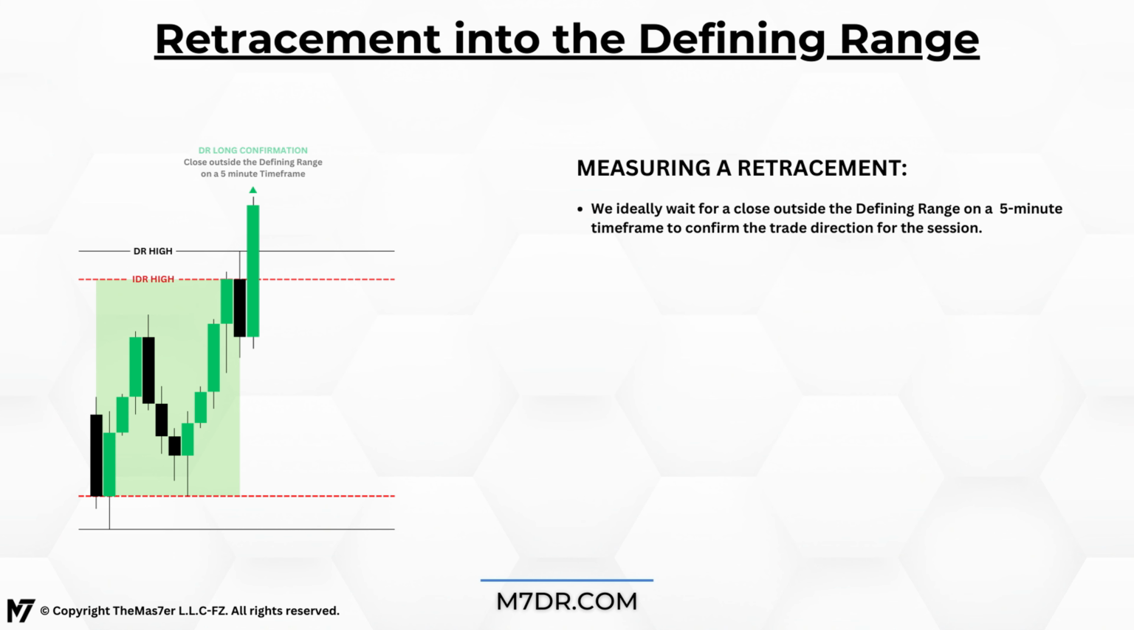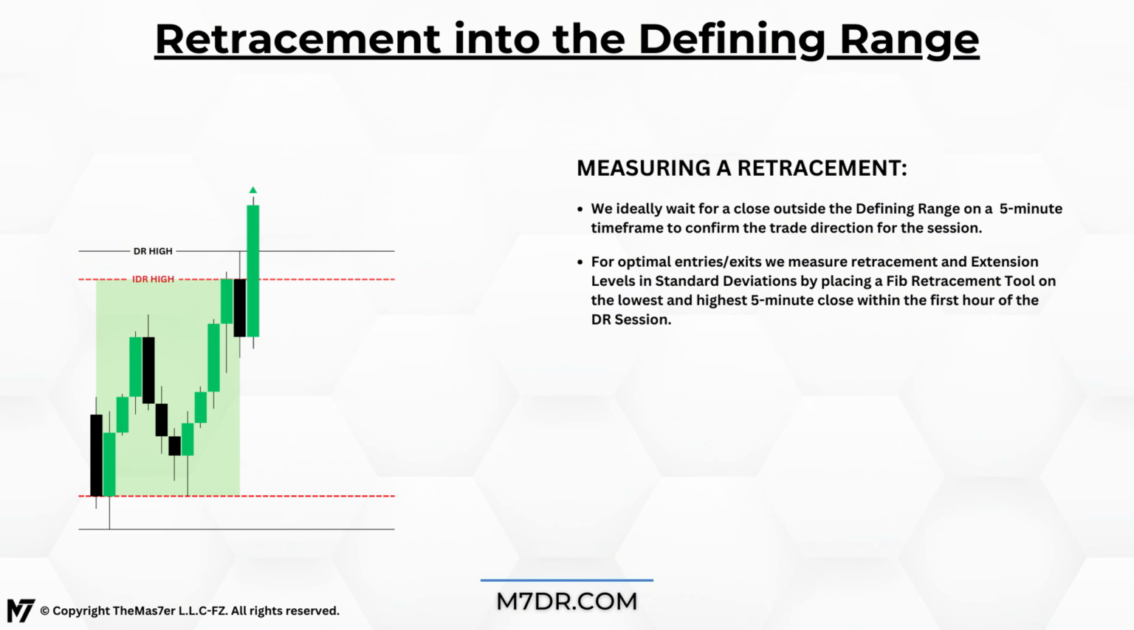With the DR trading strategy, we ideally wait for a close outside the defining range on a 5-minute time frame to confirm the direction we want to trade for the session. This already gives us a statistical edge, where we know that with a high percentage, which depends on the asset you trade, price will typically not close back through the opposite side of the defining range before the session ends.